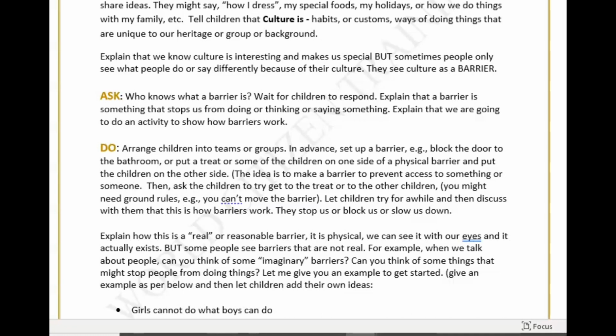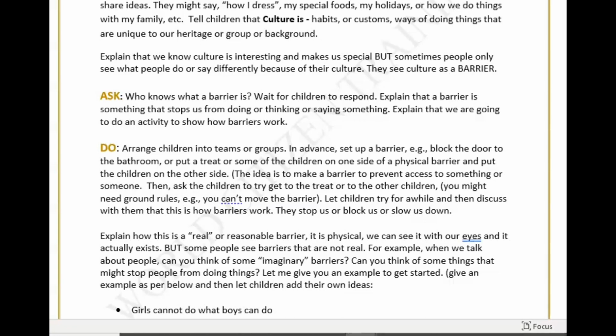And we're going to do an activity that shows literally what a physical barrier looks like and how it works. So in this case, we put the children into teams or groups, and in advance we'll set up a barrier. So maybe we put tape or a child's gate, or somehow we block the door to the bathroom, or we put some of the children and something on one side of a physical barrier. Maybe it's a row of chairs blocking things off. The idea is we want to make a barrier to prevent access to something or someone.